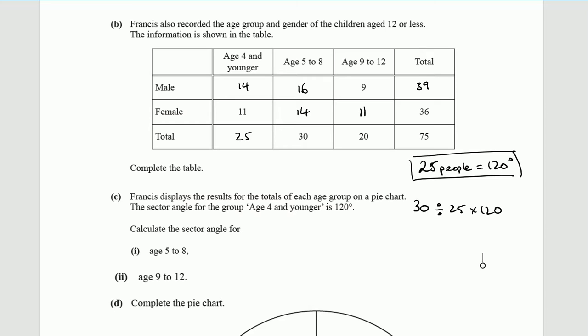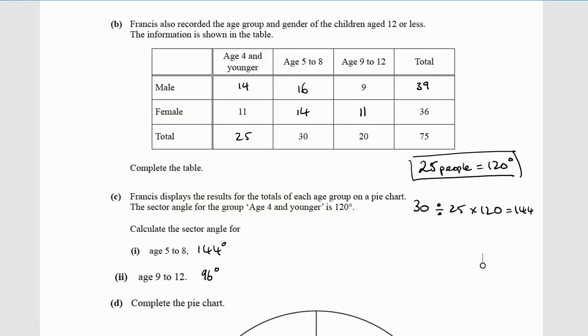So we go to our calculator and do 30 divided by 25 times 120, and that gives me an angle of 144. So the sector angle here is 144. Now there's actually a very straightforward way to do the last one. Because there's 3 categories and I already know the angle for 2 of them, I could just subtract 144 and 120 from 360. So if I do that, I've got 96 degrees over here.